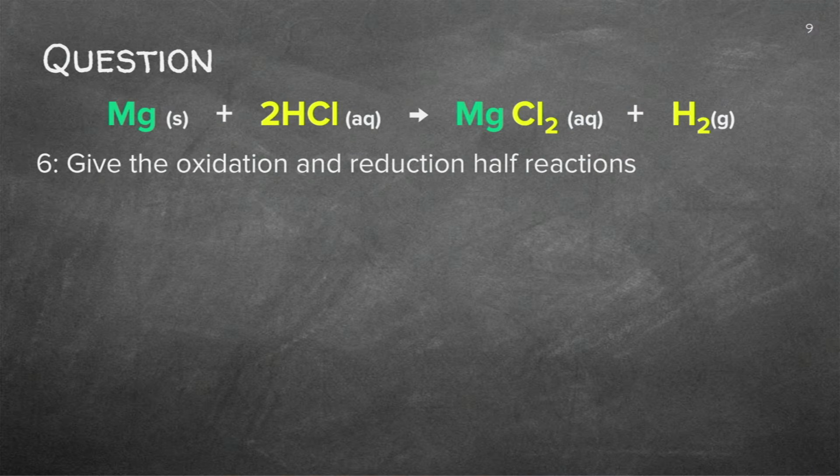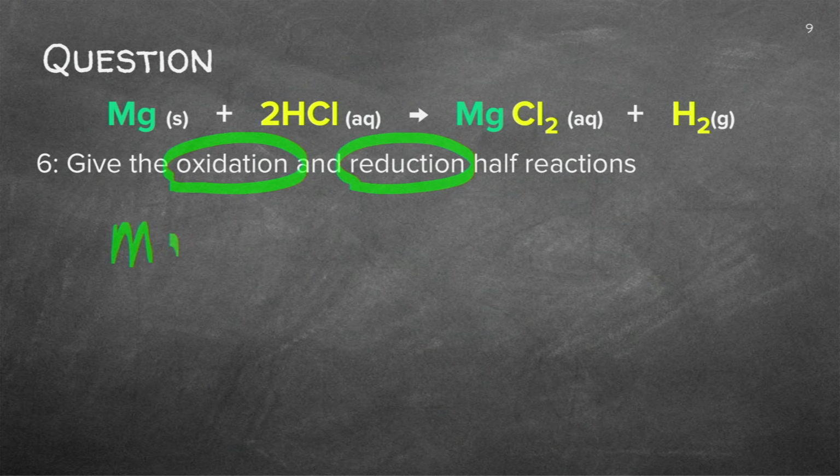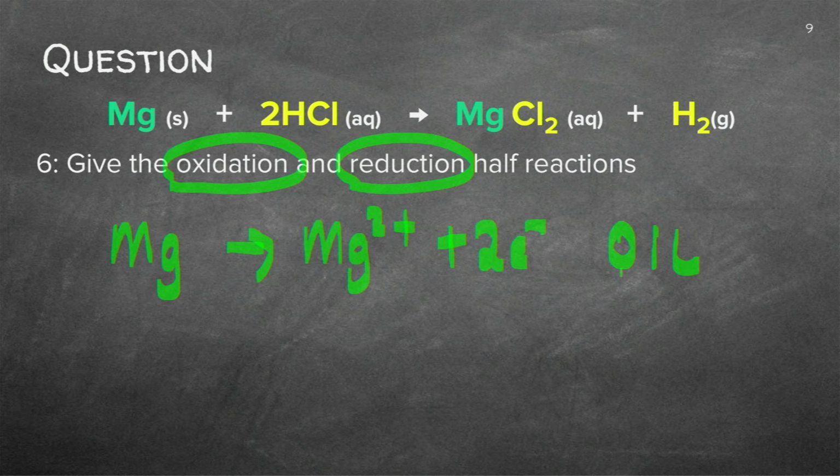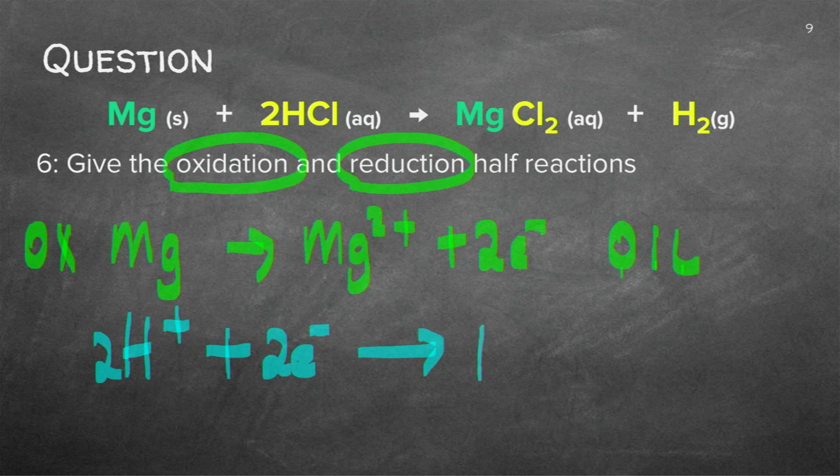Sixth question: which of these will be the oxidation and the reduction half reaction? Let me quickly write down again. Magnesium went to become an ion and it loses electrons. So, OIL RIG, oxidation is loss. So this is the oxidation half reaction. The other reaction will be H+. You remember it had the gaining of electrons and it became the hydrogen gas.